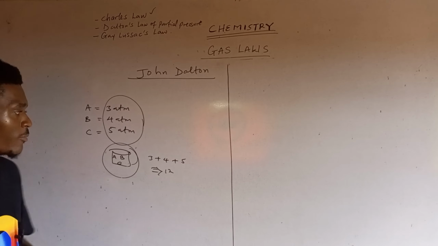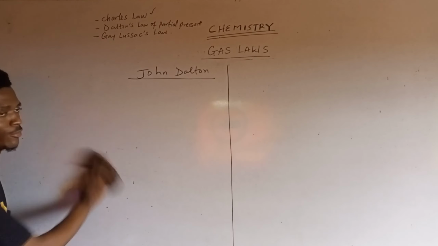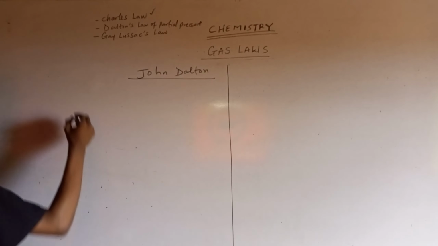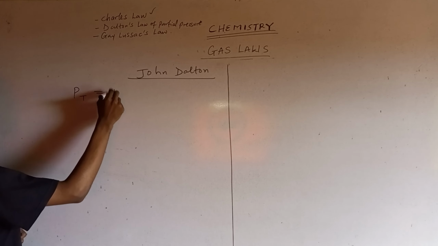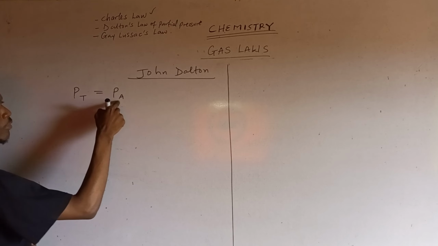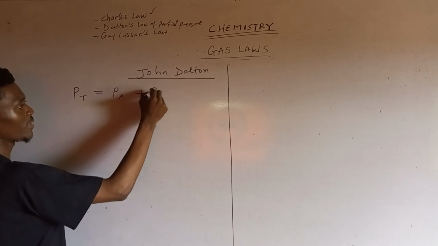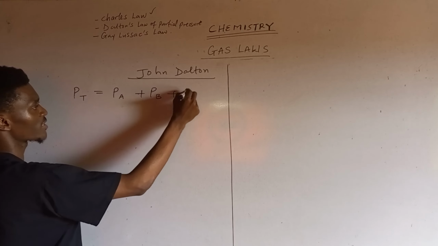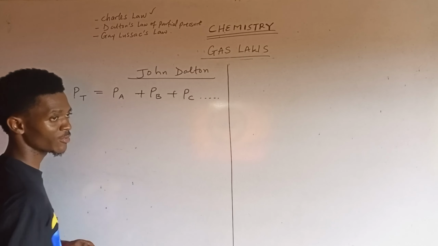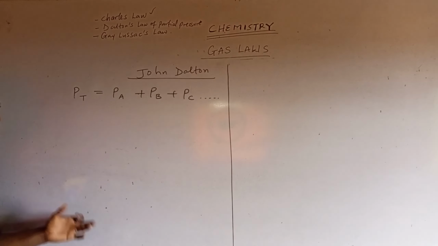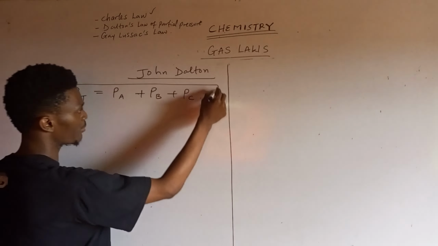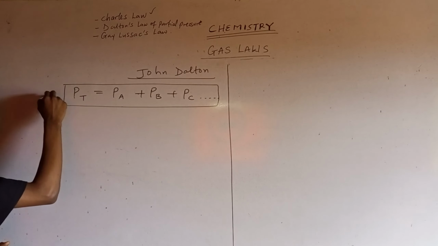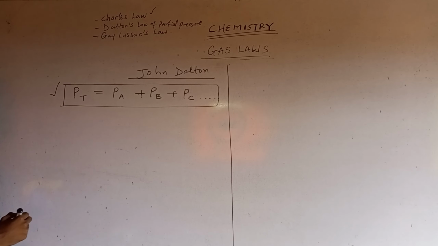Now let me give you a relevant formula that will be of help to you in terms of calculations. PT, which is total pressure, is equal to the partial pressure of gas A plus partial pressure of gas B plus partial pressure of gas C. It is a continuous law. It all depends on the number of gases that you have in the mixture. All right. So this formula is still very important. Key formula. Then there's still another key formula.